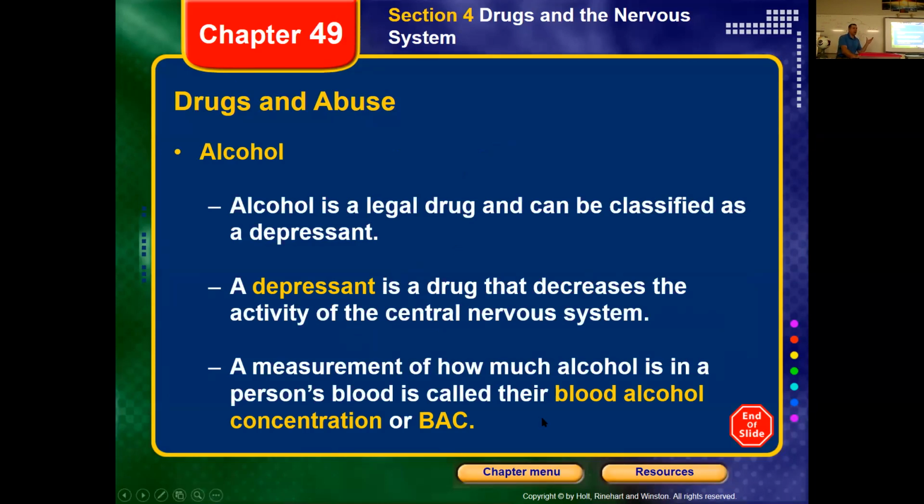So when they measure that and they make you blow into it, or they do actual blood tests, they'll measure blood alcohol concentration. How much of the blood actually contains alcohol?